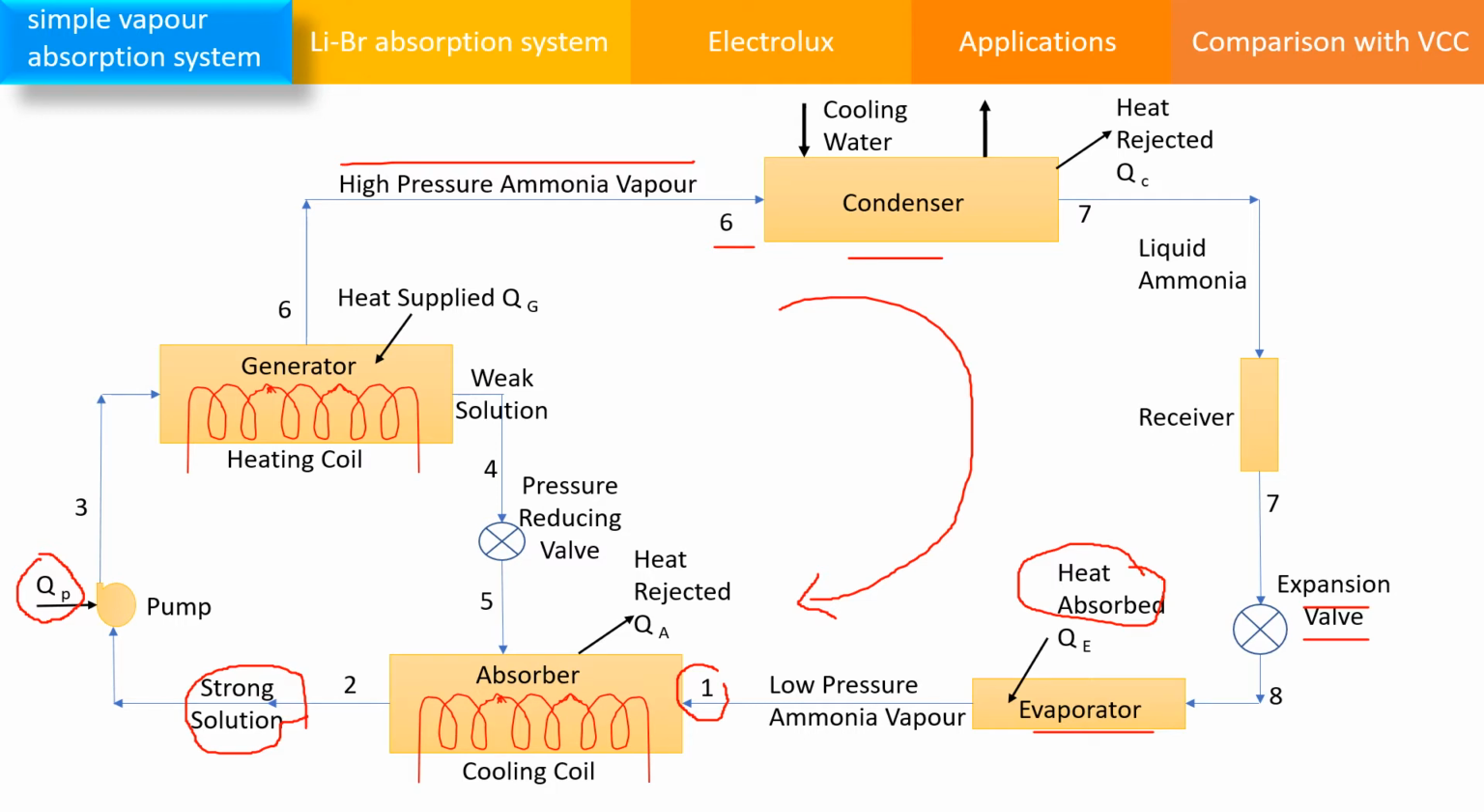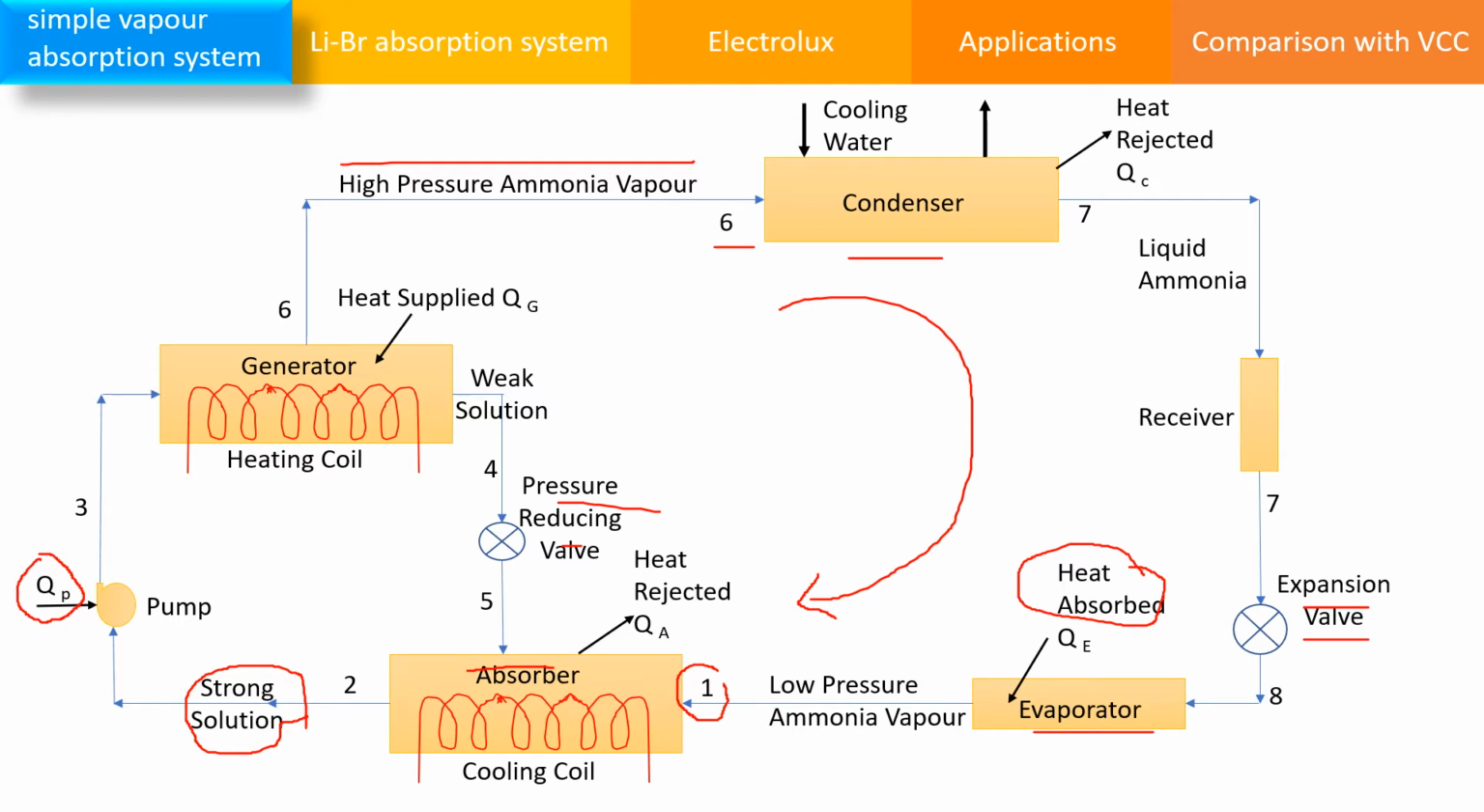This weak ammonia solution flows back to the absorber through a pressure reducing valve, so that mixing does not cause a problem. The high pressure ammonia vapor from the generator is passed through the condenser where it follows its usual cycle, that is, expanding in the expansion valve and producing cooling effect in the evaporator. This completes the simple vapor absorption cycle.